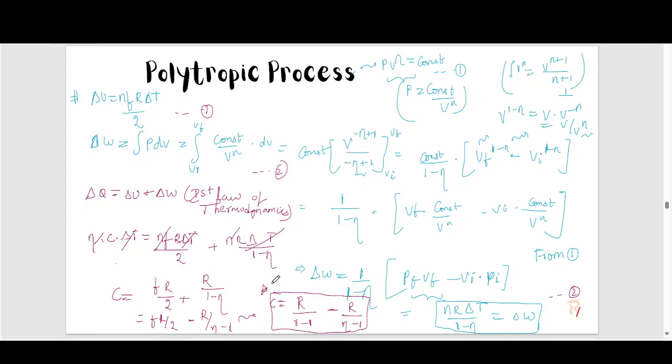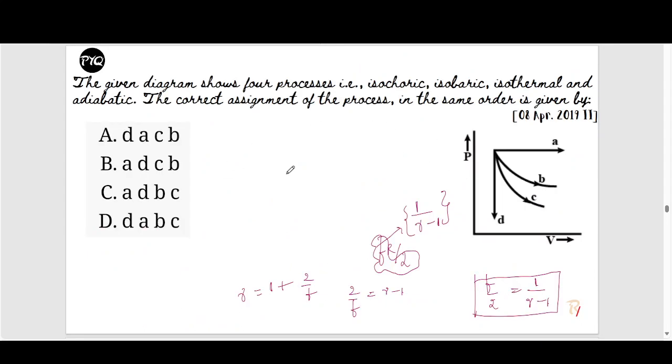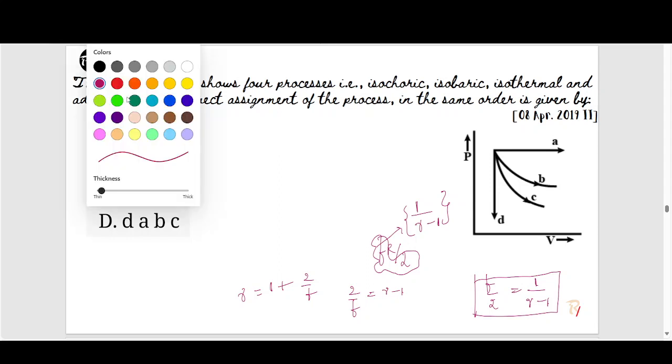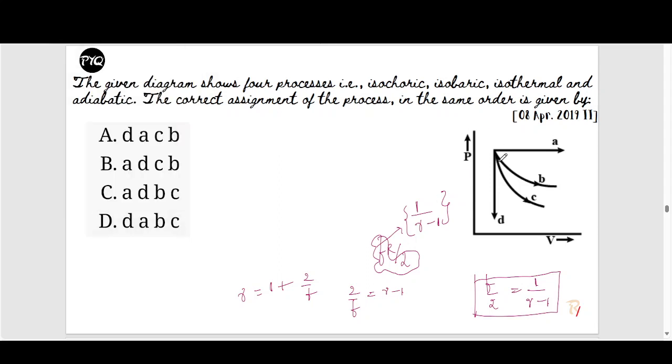Most important, therefore let us try this question. The given diagram shows us 4 processes: isochoric, isobaric, isothermal and adiabatic. The correct assignment of these processes in the same order is given by the options DACB, ADCB and so on.